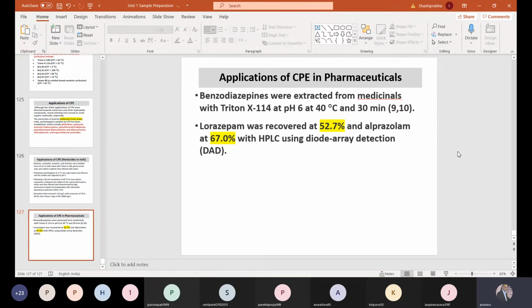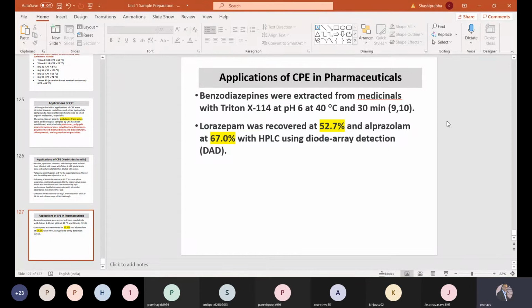So cloud point extraction, if we summarize, is basically a solvent-free technique. It adheres to the principle of green chemistry. It doesn't use toxic organic diluents. At the same time, it uses surfactants for creating a different phase.